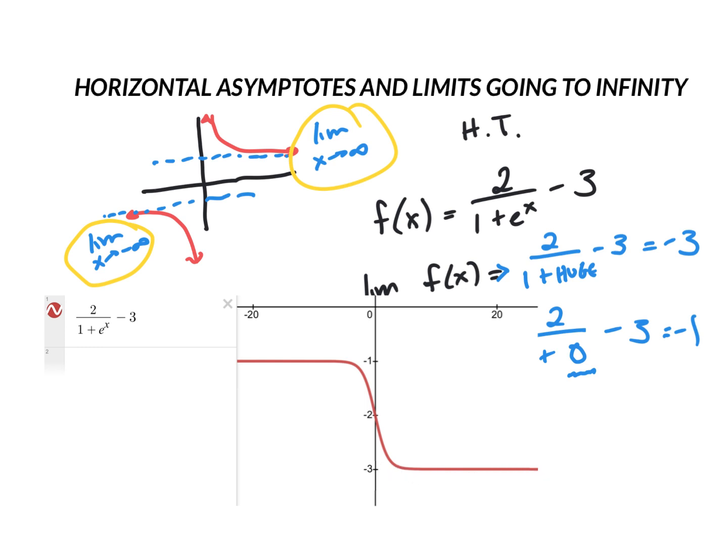So just be very careful if you are asked for horizontal asymptotes. Make sure and check both of those limits.